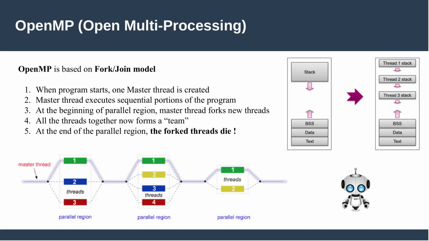OpenMP operates on a fork-join model. Initially, a master thread is created to handle sequential tasks. When a parallel region begins, the master thread forks additional threads, forming a team. These threads execute concurrently, and upon completing the parallel region, the forked threads terminate, leaving the master thread to continue.